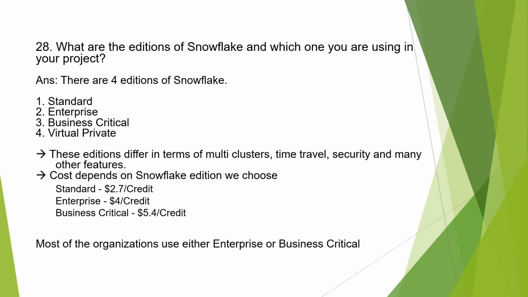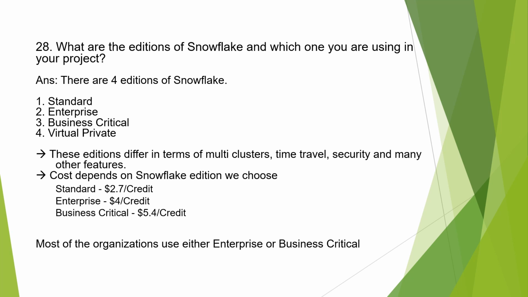The standard edition is $2.7 per credit, the enterprise edition is $4, and the business critical edition is $5.4 per credit. If you opt for standard edition, the security will be very low. If you go for enterprise, business critical, or virtual private edition, as you go higher your security will be high.